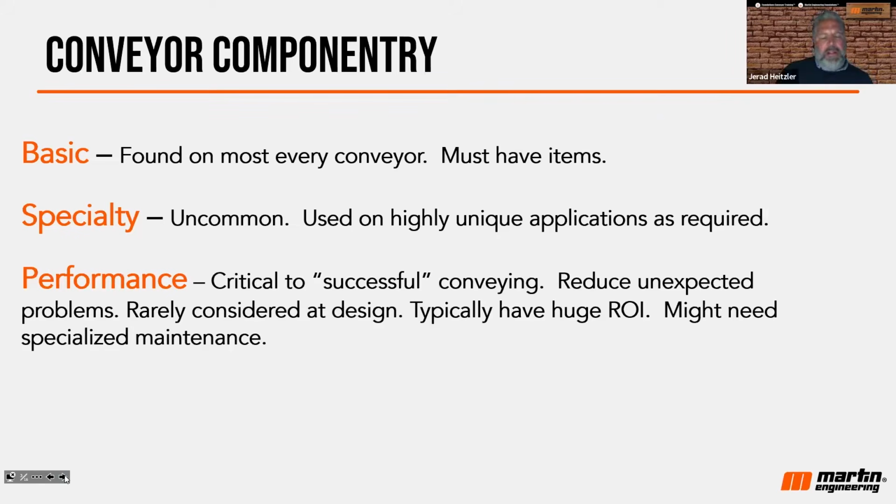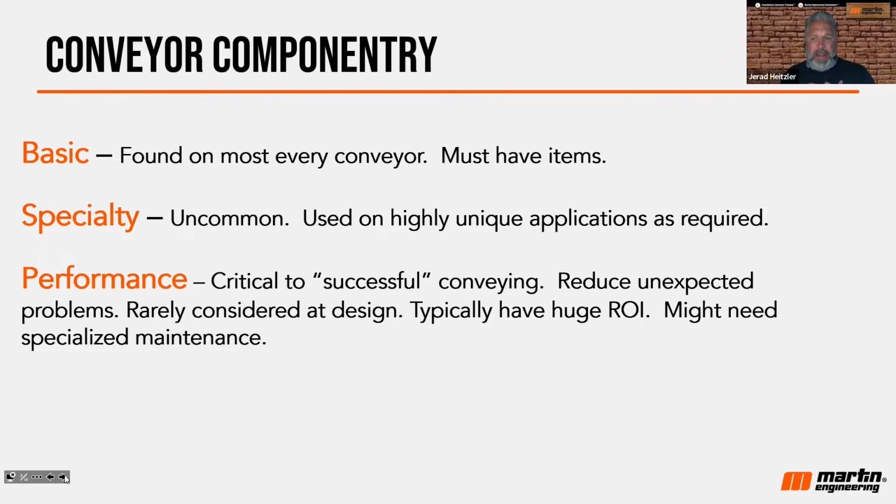We're going to talk a little bit about what we call performance components. Performance components are defined as critical components to successful conveying, especially when we're dealing with bulk material handling. Performance components reduce those unexpected problems or those unintended consequences that often come up with conveyor belts. They're often overlooked at the design of a conveyor belt. So let me give you an example.